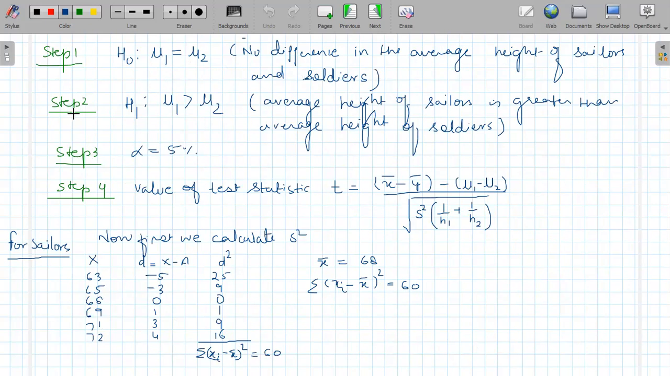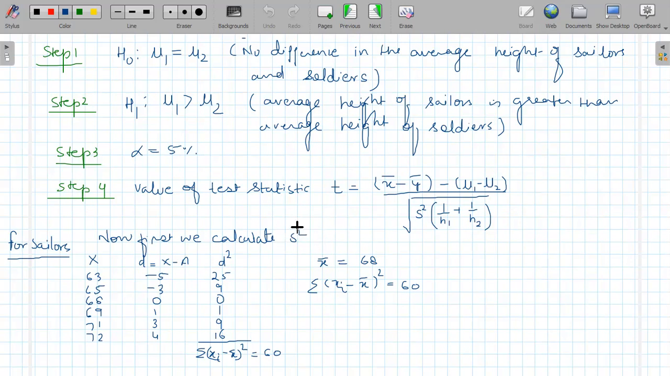Step number 2 is, because we want to test the claim that the average height of sailors is greater than the average height of soldiers, we put here mu1 is greater than mu2. Alpha is equal to 5%. Step number 4 is the value of the test statistic, but to compute this we need S square.